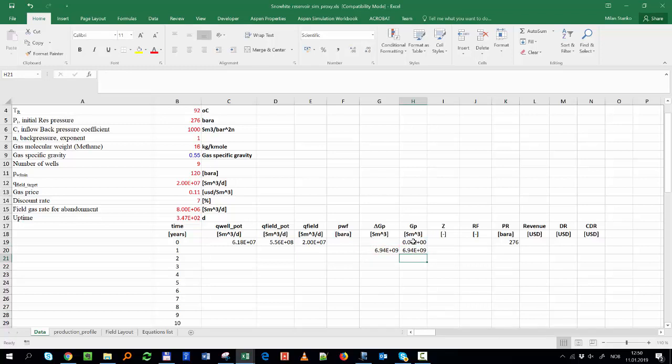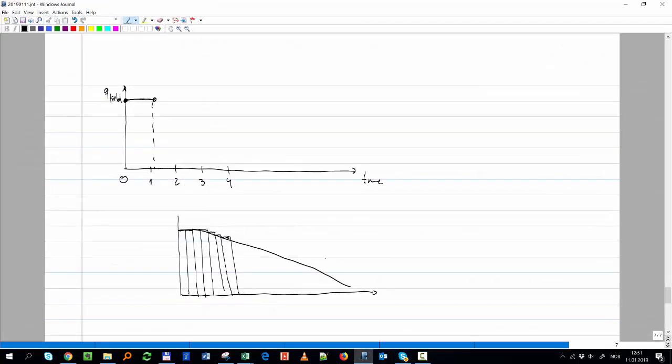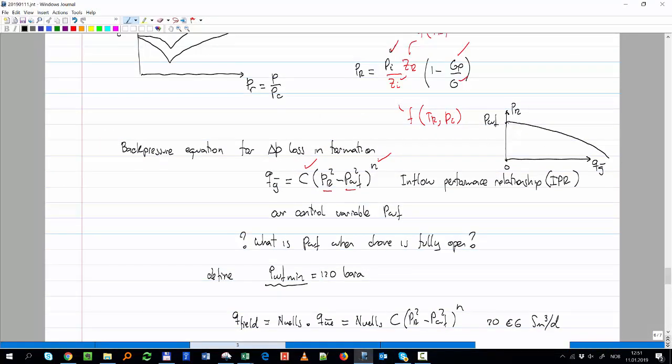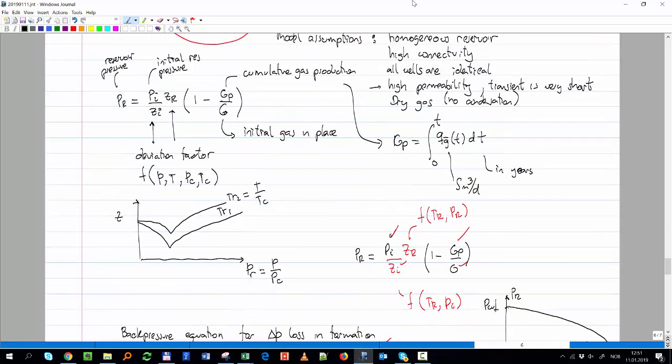Now the next step is I want to find this potential rate, to see if in year one I can still produce 20 million. To calculate the potential, I need reservoir pressure. How do I calculate reservoir pressure with cumulative production? With the other equation, that we just saw, maybe you already forgot. With this equation, the material balance equation. So let's use that equation.